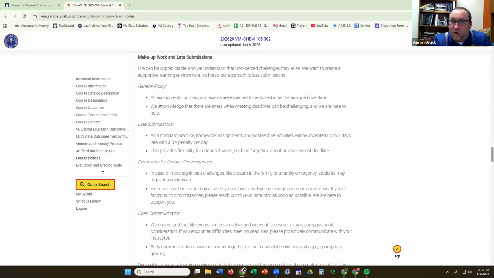When it comes to your homework, the late policy is everything is available for 100% credit up until the due date. After the due date, it shaves off 5% per day for anything that you have not yet completed. And once we hit the 50% mark, you are no longer able to turn it in. So 100%, 1 day late 95, 2 days late 90, 3 days late 85, and so on. We get to 10 days late, 50%, and after that, it goes away.